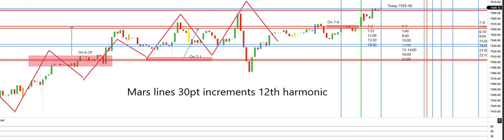Someone is asking how to use planetary price support and resistance. So I'm going to give an example showing two different things. I'm going to use Mars longitude lines on the 60-minute chart, and I'm using them every 30 points apart, which is the 12th harmonic of 360 degrees.